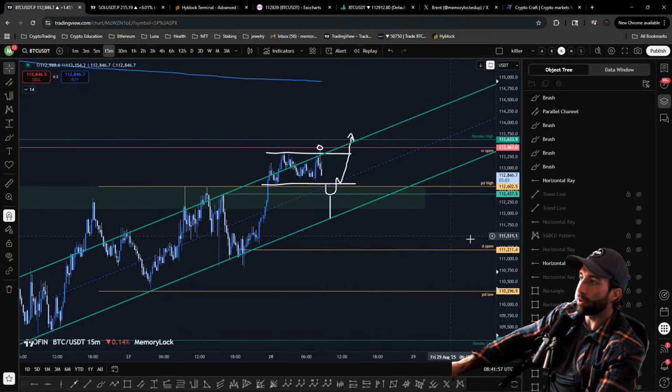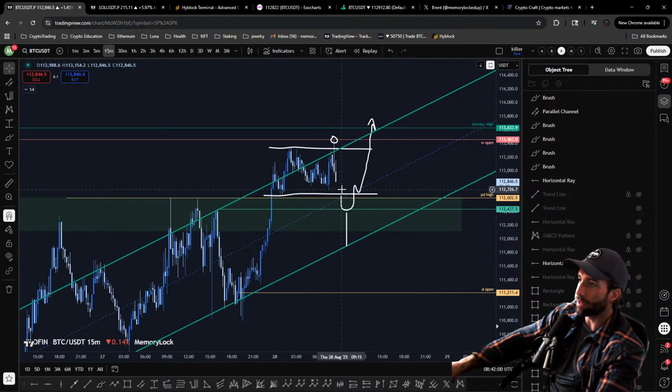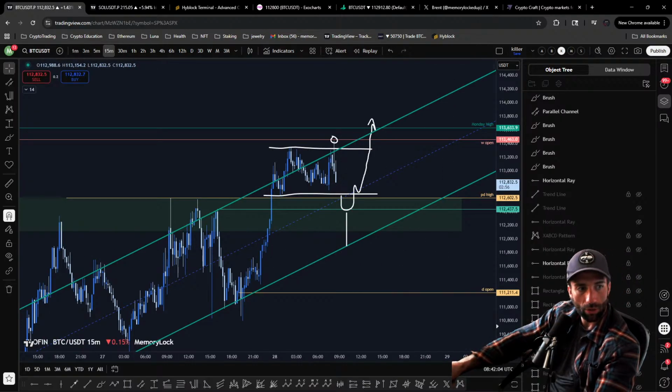So again, I'll get this posted in the group. This is going to be the setup that I'm looking for on the day. Otherwise, I'm still expecting continuation throughout the week.